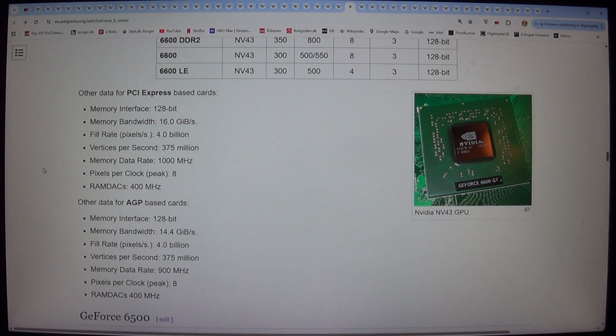Other data for AGP-based cards. 1. Memory interface, 128-bit. 2. Memory bandwidth, 14.4 GB/s. 3. Fill rate, pixels/s, 4.0 billion. 4. Vertices per second, 375 million. 5. Memory data rate, 900 MHz. 6. Pixels per clock, peak 8. 7. RAMDACs, 400 MHz.